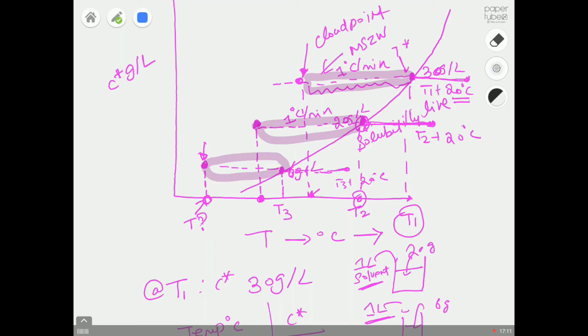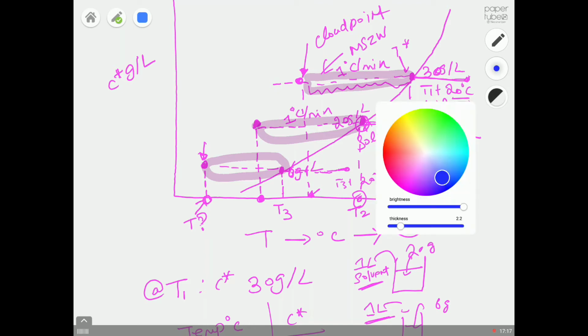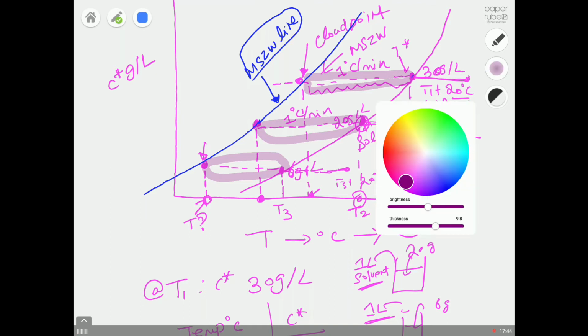So let's connect these dots, all these dots. Let's change color. Let's connect all these points. So this blue line is called the metastable zone width line. What we learned out of this experiment is something like your solubility line is, just to follow the green highlighter now.